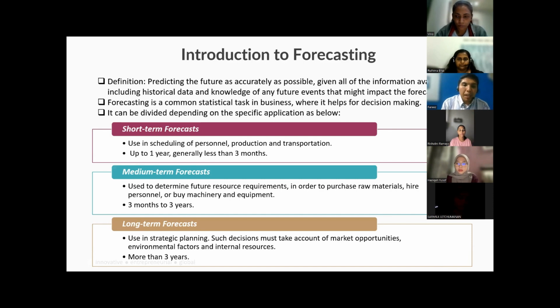Actually, this can be divided into three: the first is the short-term forecast, the second is the medium-term forecast, and the last is the long-term forecast. The short-term forecast is used in scheduling for personnel, production and transportation, with a duration of less than 3 months. The medium-term forecast is used to determine future resource requirements in order to purchase raw material, hire personnel, or buy machinery and equipment, with a duration of around 3 months to 3 years. The long-term forecast is for strategic planning, with a duration of more than 3 years.